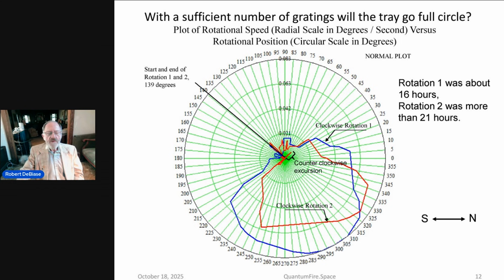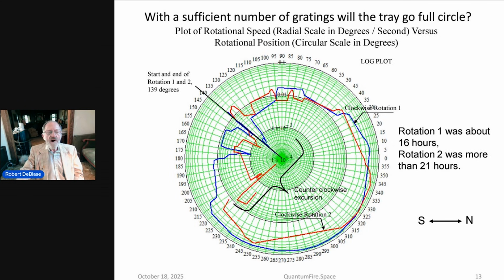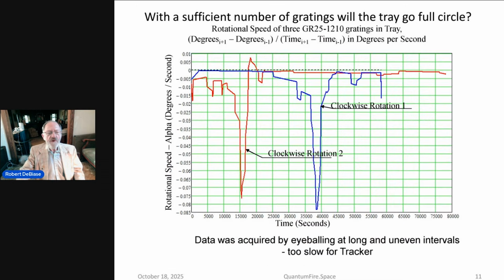And doing this in log mode, the log plot, it's jagged, yes, it's slow. Rotation 1 was about 16 hours. Rotation 2 was more than 21 hours. But it went full circle. I'm missing something here.